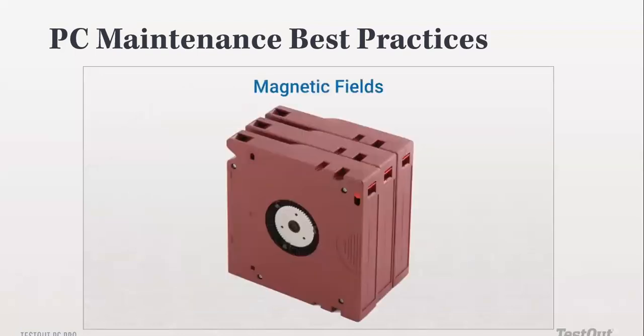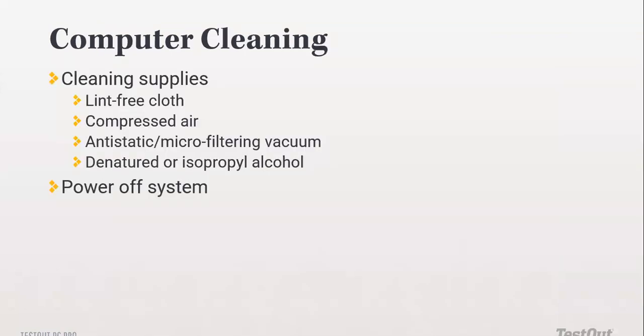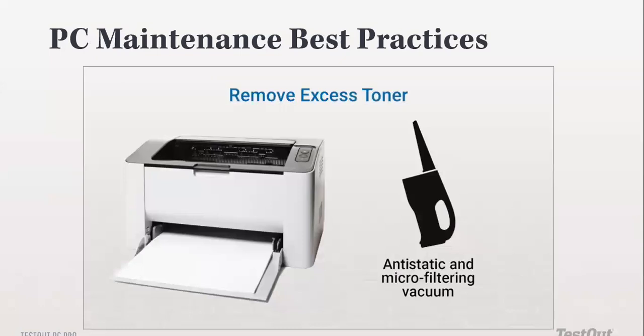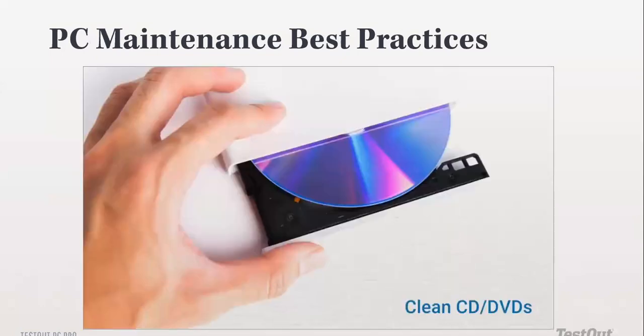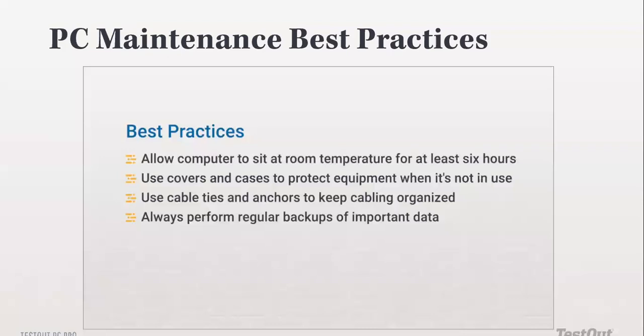Some best practices: allow your computer to sit at room temperature for at least 6 hours. Say you bought a laptop and an Amazon delivery guy left it at your doorstep, and it stayed outside in the cold for about 2 hours before you got home. When you eventually took it inside, you don't just power it on right away. You have to wait 6 hours for your laptop to sit at room temperature and settle down a little before you turn it on.